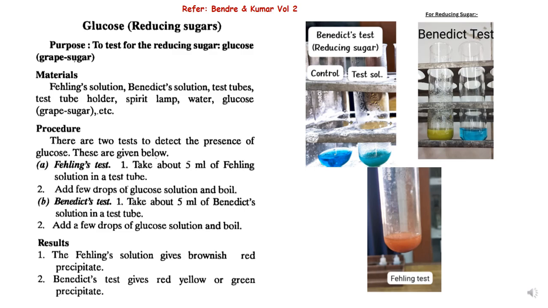So here you can see the results of Benedict's test and Fehling's test in test solution. The first picture is showing a very feeble presence of reducing sugar because this is Benedict's test, and we can see that it is greenish. So a very small amount of reducing sugar is present. Similarly, in the second picture also, we can see that a green precipitate has formed, so the test is positive. While the third picture at the bottom shows Fehling's test positive, having a brick red precipitate. So these are the results of the reducing sugar test which we see.